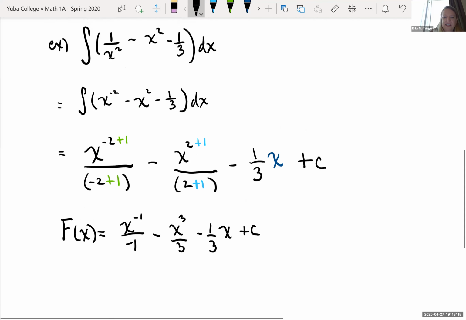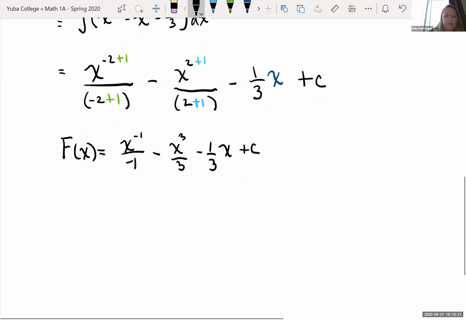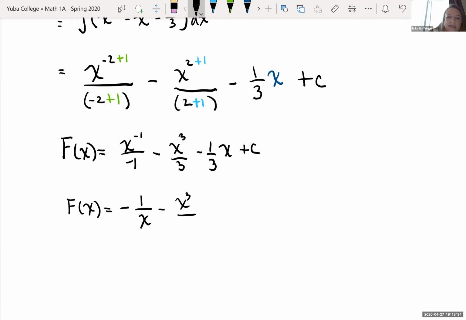And I guess I can clean it up a little bit. That negative exponent I can bring down to the denominator. So this is the same thing as, and I can pull the negative out front, negative 1 over x minus x cubed over 3 minus 1/3, I could put that x over there, x over 3 plus c.